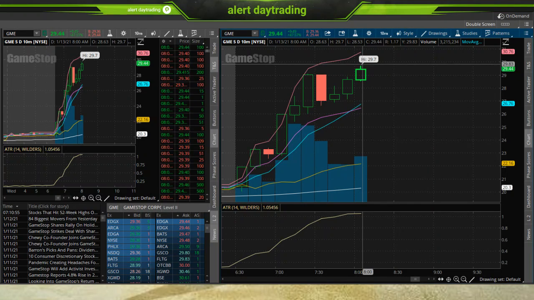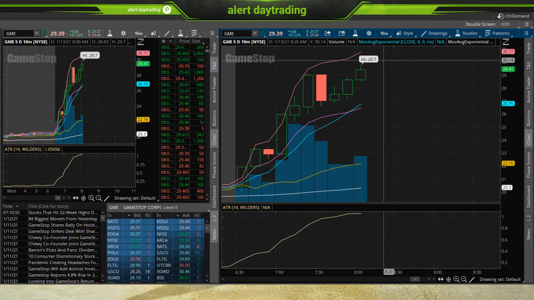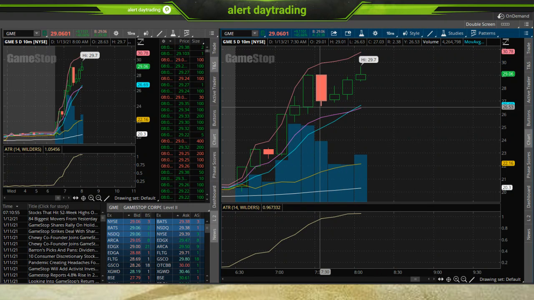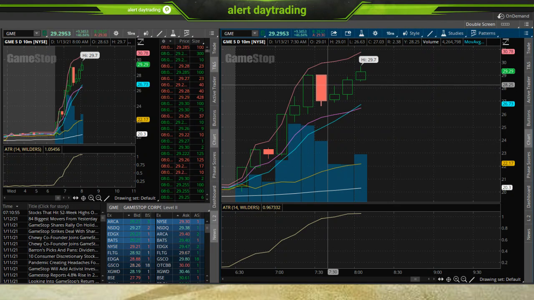So if we can reach my first profit target, which is again the 29.80s range, then I will raise my stop loss to break even. And that will guarantee that this trade will be profitable.